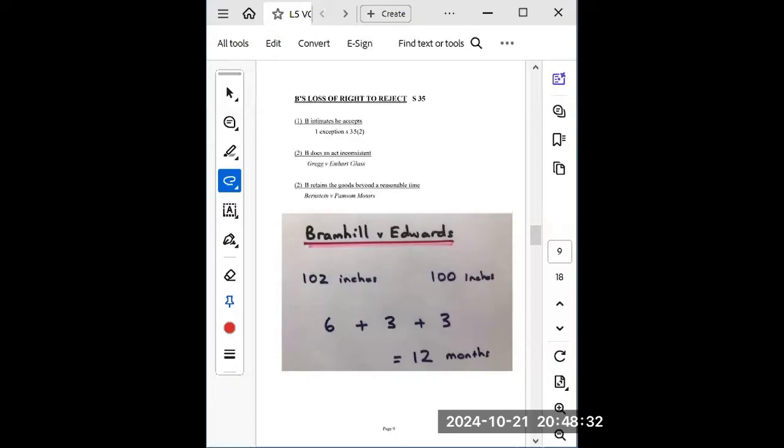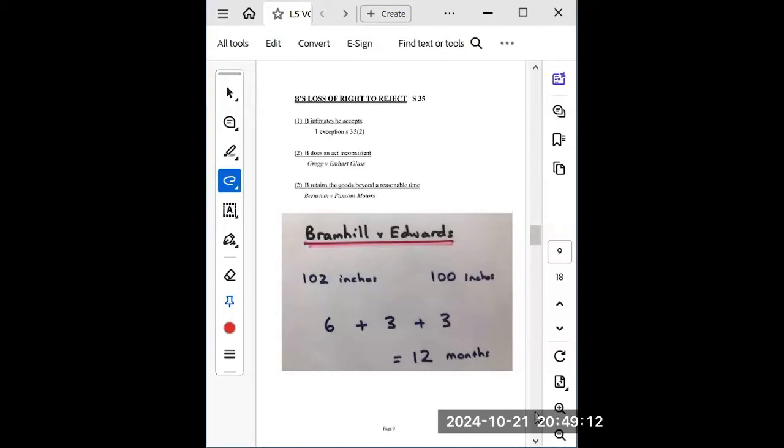Now, we also saw the case of Bramhill against Edwards. This was the case about the US motorhome, which was 102 inches wide, whereas the maximum permitted on the UK roads was just 100 inches. But the buyer only sued the seller 12 months after he bought the motorhome. 6 months plus 3 months plus 3 months. The court said there was no breach of Section 14 anyway, remember? But obiter, the court said 12 months was way too long. The buyer had lost his right to reject.